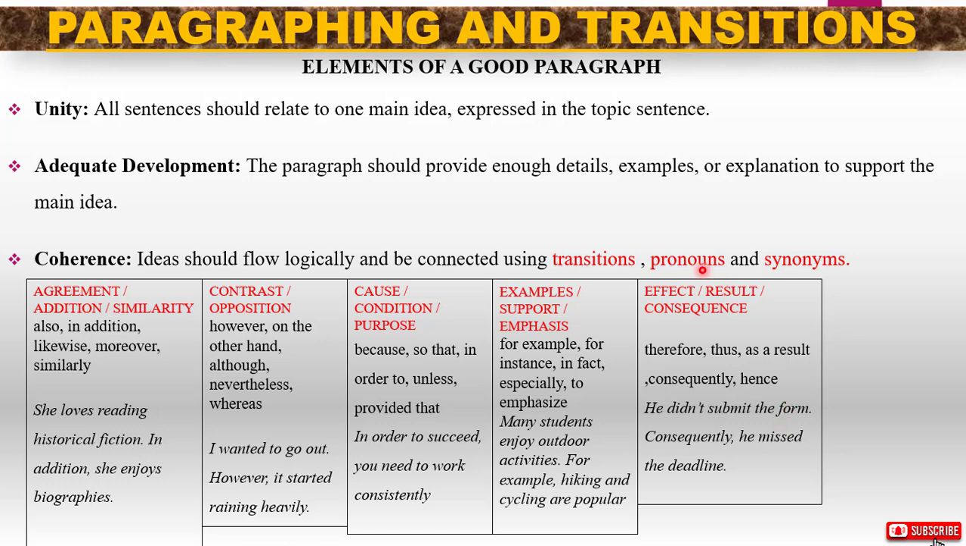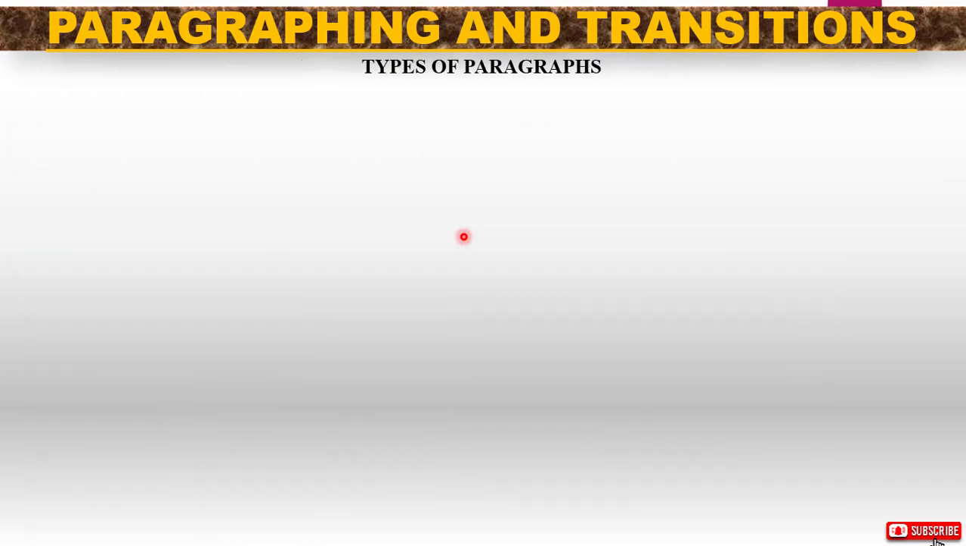This is the work of transitions. They are used to link ideas in a sentence together. And whenever we use transitions, then we are ensuring coherence. So these are the elements of a good paragraph. Let us move on to look at the types of paragraphs that we have.